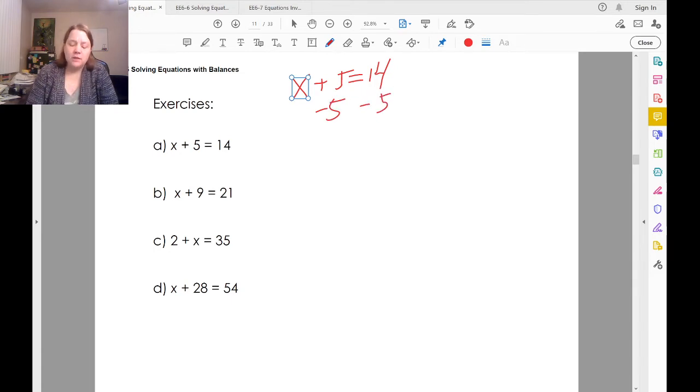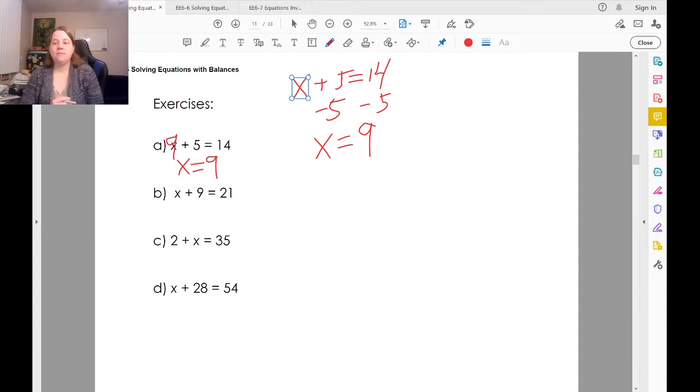So the equation just tells you what x is. 14 minus 5 is 9. So here, x is 9. We can double check that by putting 9 in for x. 9 plus 5 equals 14. We did it. Let's take a look at letter B.